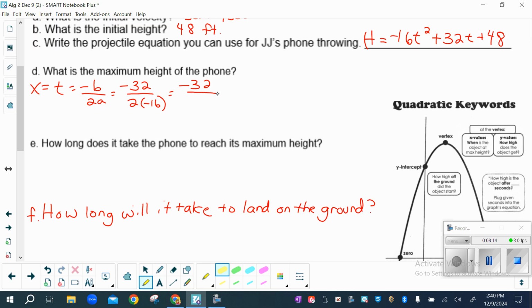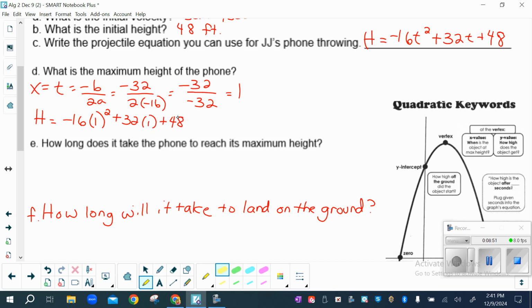Say it again? 2 times negative 16, what's that equal to? Negative 32. So what's negative 32 divided by negative 32? 1. So we want to find the maximum height. This is going to give us our x value of our maximum height. We want to find the y value for the maximum height. So what do we do to find the y value? Plug in 1 into our equation. So we have h equals negative 16 times 1 squared plus 32 times 1 plus 48.